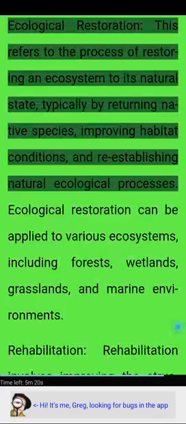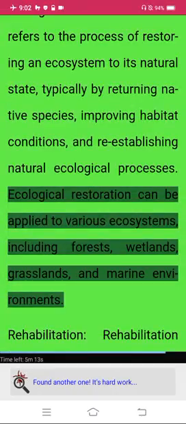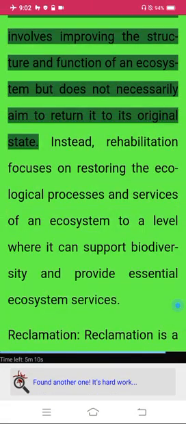Types of restoration in restoration ecology. Ecological restoration. This refers to the process of restoring an ecosystem to its natural state, typically by returning native species, improving habitat conditions, and re-establishing natural ecological processes. Ecological restoration can be applied to various ecosystems, including forests, wetlands, grasslands, and marine environments.